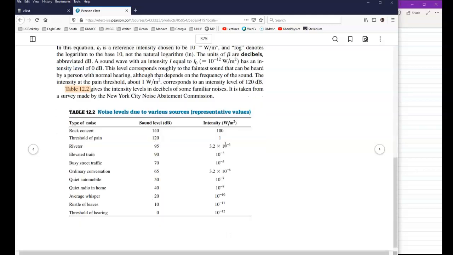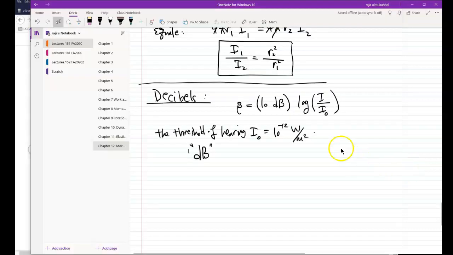Here we go. For example, we're going to be using the intensity, written in watt per meter squared, and the decibel, in dB. The threshold of hearing, like I told you, is 10 to the negative 12 right there.